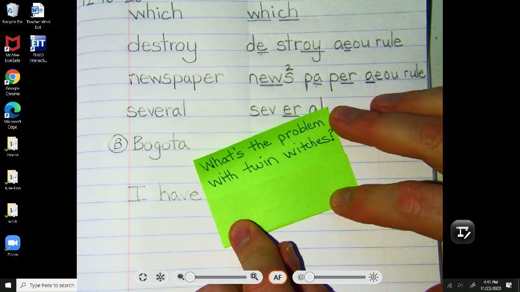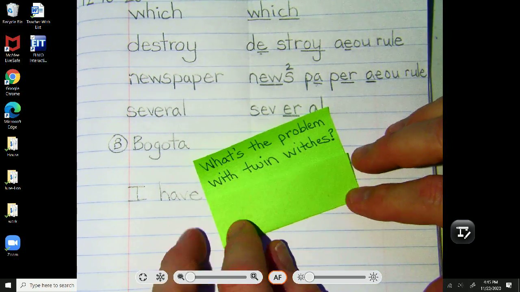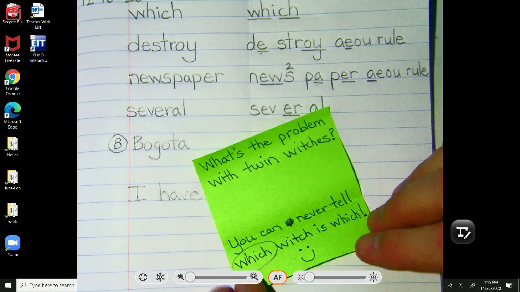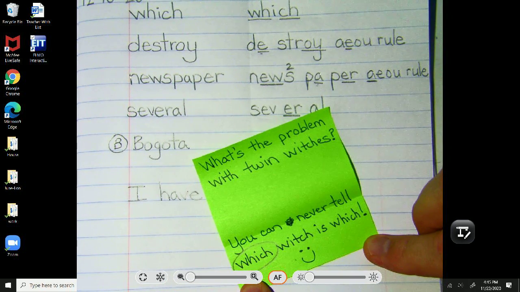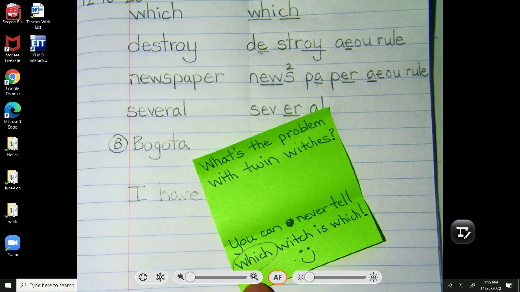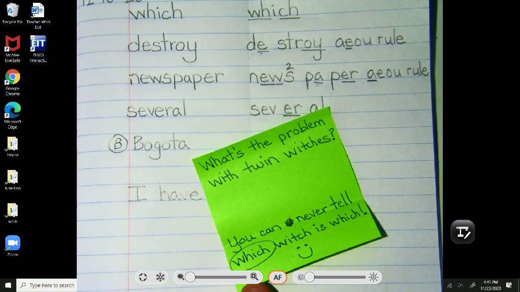What's the problem with twin witches? You can never tell which is which. Maybe you want to share that joke with someone in your family today.